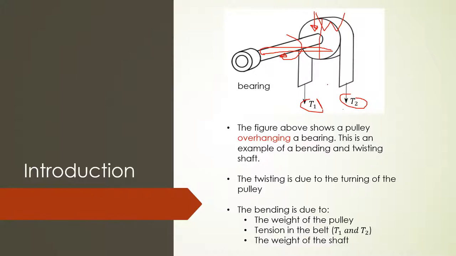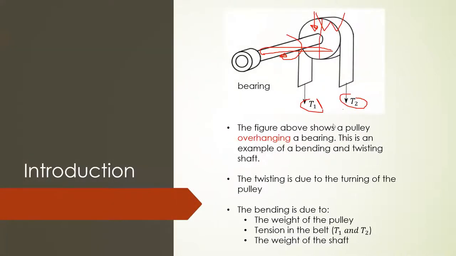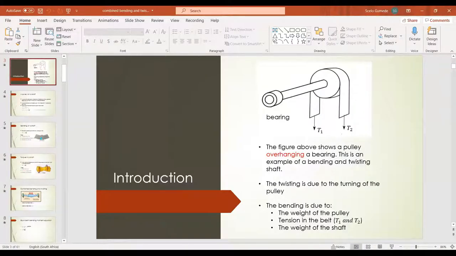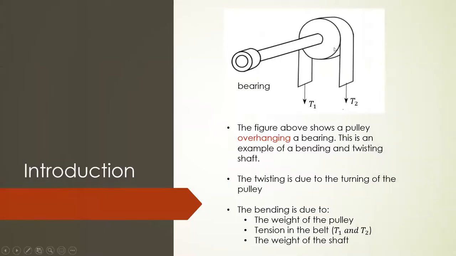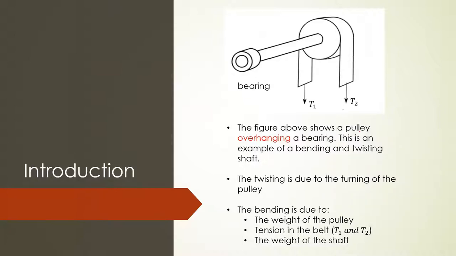So the weight of the shaft plus the weight of the pulley exerts a force which is going to bend the shaft. Right. And then when the shaft bends, it's going to be spinning or rotating, which means it's bending and turning at the same time. So it experiences both torque and bending at the same time.